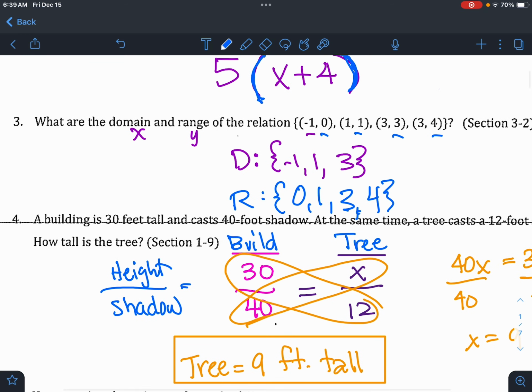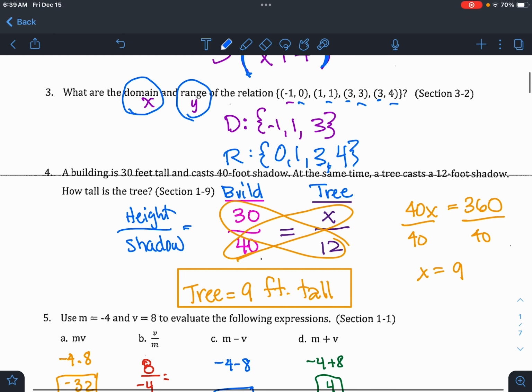Number 3, it's just reminding myself that domain is the x values and range is the y values. And I list those out. Notice that I don't need to repeat anything. So there's 2 3s in the x value, which tells me 1, it's not a function, and 2, I don't need to repeat those. I just need to say them once.